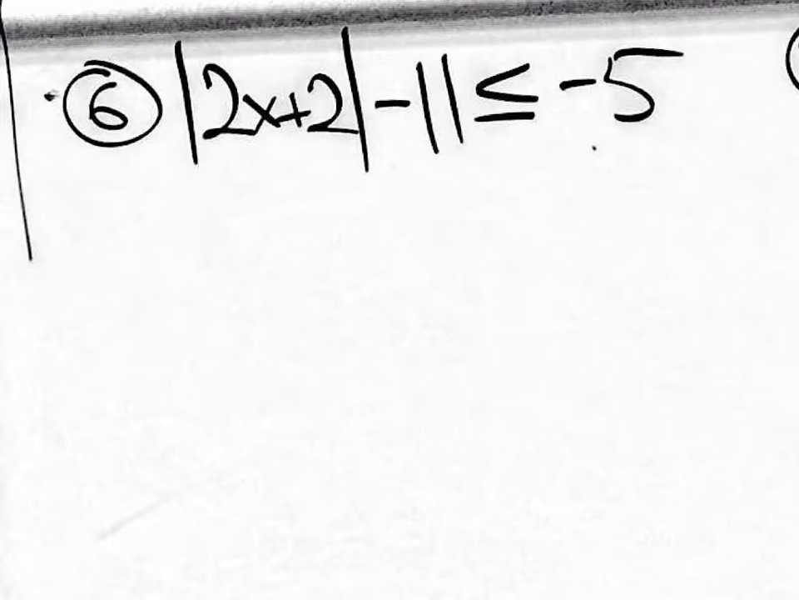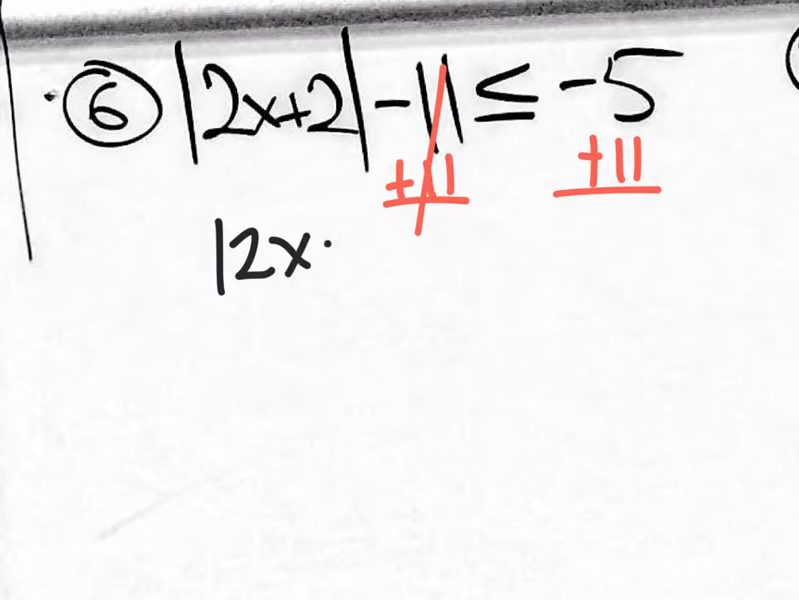Number 6, we have an absolute value inequality. And once again, step 1 on solving any absolute value, whether it's an inequality or an equation, is to isolate it. So I'm going to add 11 to both sides. Cancels, add 11 over here. And I'm going to have a new absolute value inequality. It says 2x plus 2 inside of the absolute value less than or equal to positive 6.